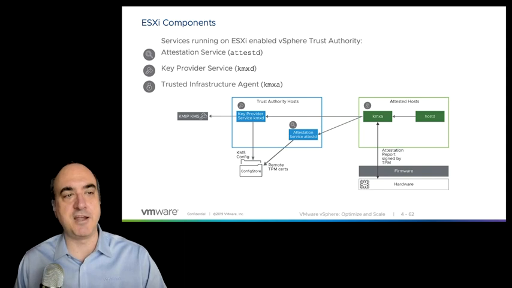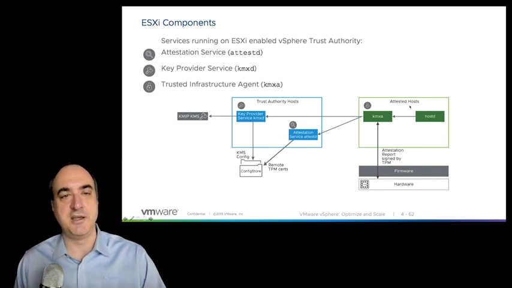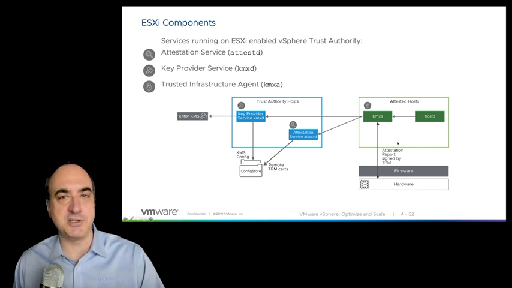So once again, thinking of all the different components, we've got our hosts that are to be attested. Again, the green ones, right? They must have the TPM chip. They cannot be part of this root of trust without having that TPM chip. These hosts, by being part of this remote attestation, now they're not being attested by vCenter, they're being attested by this cluster. These hosts that are in the attested host cluster are going to run an extra service called KMXA. That stands for the Trusted Infrastructure Agent.